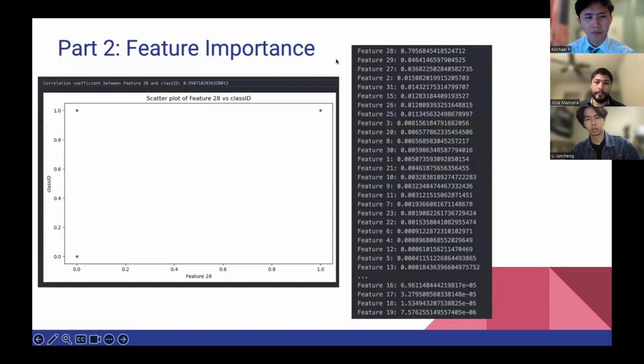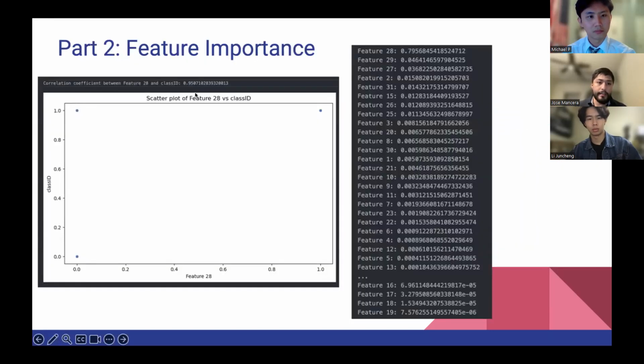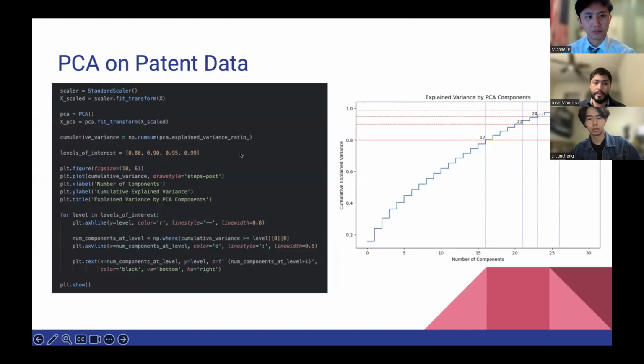But I do think that's very interesting, because we looked at feature 28, even though we didn't have what the variables were called specifically and what the data represented. It had about a 95% correlation with the class ID. So it would have been interesting to see why that was the case.